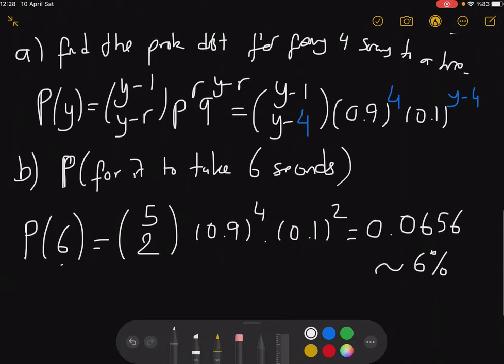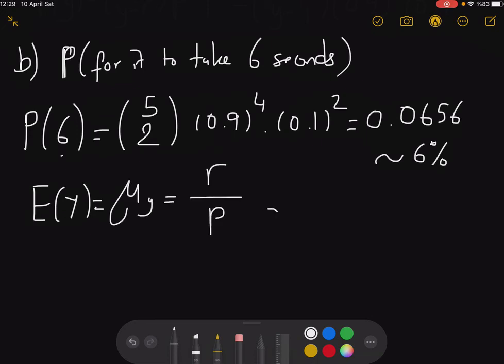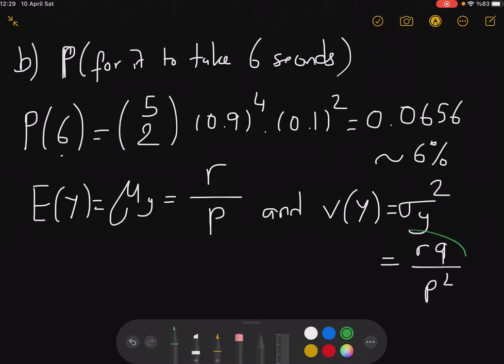So if you're curious about the expected value of time required for fixing 4 screws, it would be your population mean as well. It would be mu Y. It is denoted with R over P, and we are not going into detail of proofs here, and the variance sigma squared Y would be R Q over P squared. Those would be your variance, and this would be your mean here.